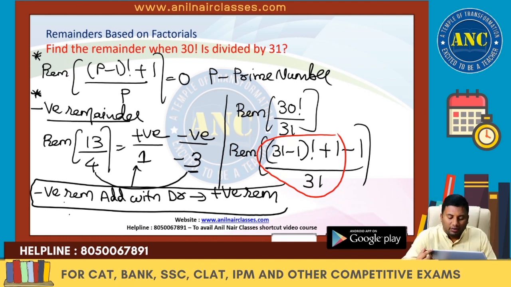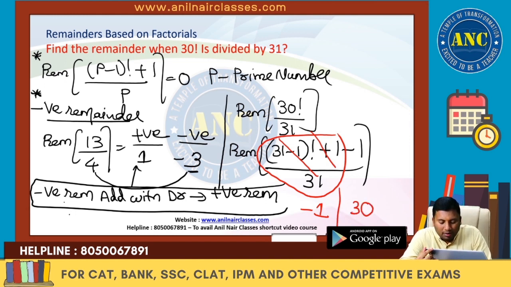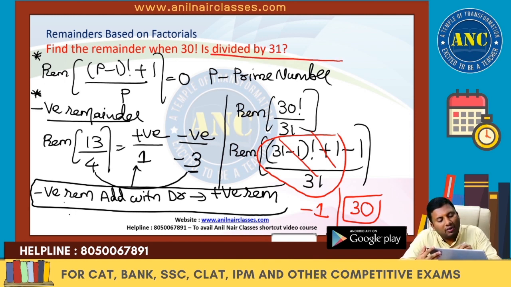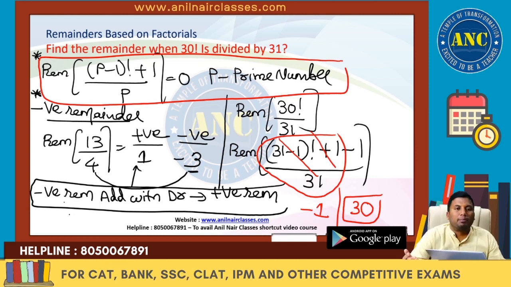What is the negative remainder? It is minus 1 because this came out to be 0. Negative remainder minus 1, positive remainder is 30. I hope it is clear. The remainder when P minus 1 factorial plus 1 is divided by P is 0, when P is a prime number.